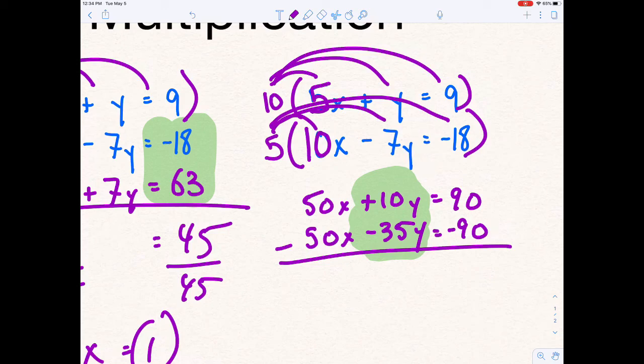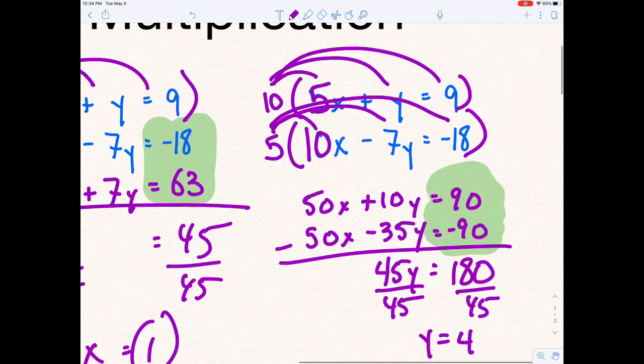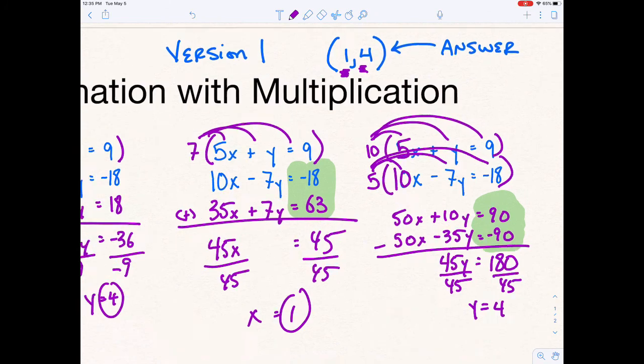10 minus, watch this, 10 minus negative 35y. Minus negative is plus. So 10 plus 35y is 45y. That sounds familiar. And using that minus negative thing again, 90 minus negative 90. Minus negative is plus. So 90 plus 90 is 180. We divide both sides by 45. Use a calculator if you need to. And y equals 4. And that's an answer we've already seen.